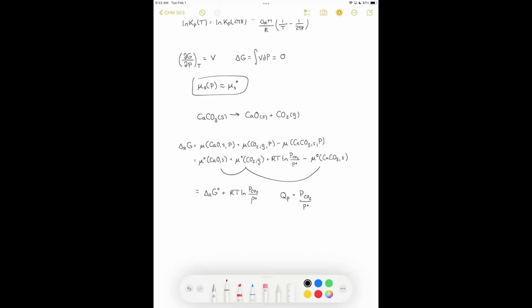Since the partial pressures of solids and liquids don't change, we can safely leave them out of the equilibrium constant for these processes, because all that matters in the equilibrium constant is the change as a function of reaction. We'll leave it here for equilibrium and Gibbs free energy.